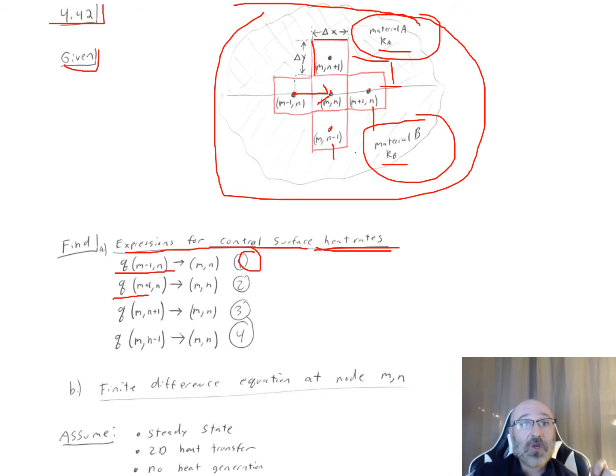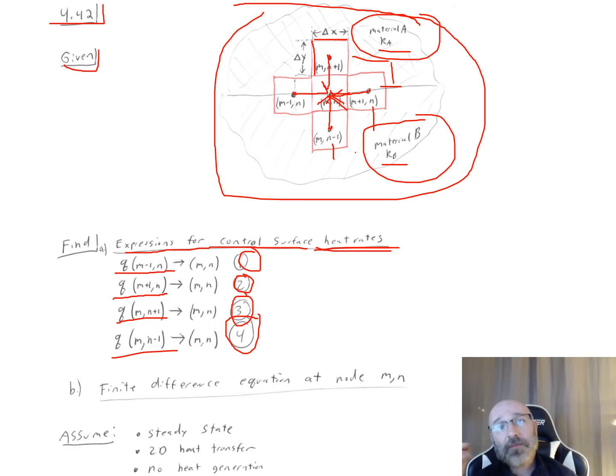Then we have the heat rate Q of M plus 1n going into our center node Mn, which I'm giving as equation number 2. Then our heat rate of Mn plus 1 going down into our center node, that's equation number 3. And last, we have our heat rate from Mn minus 1 up to our center Mn, which I'm going to call expression number 4. So those are our four expressions that we're solving for, and I've clearly labeled them.